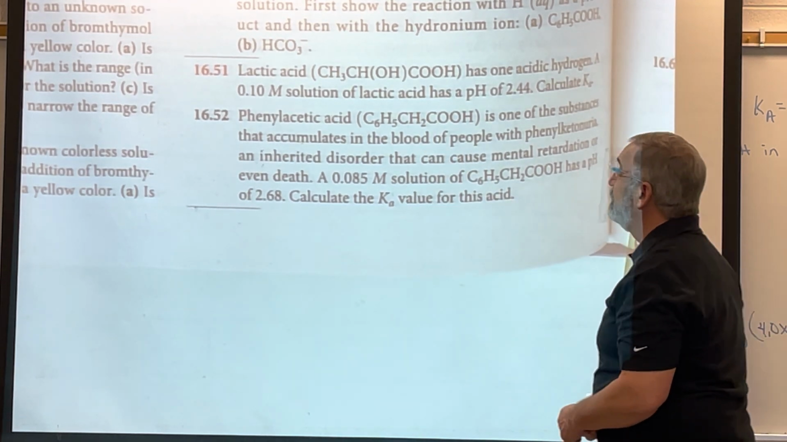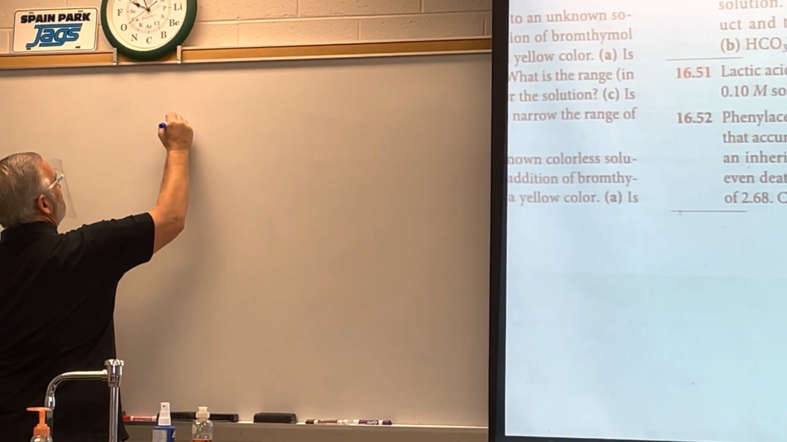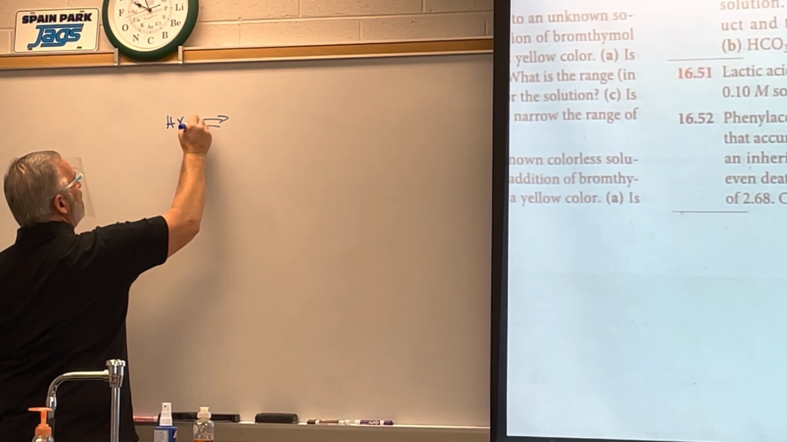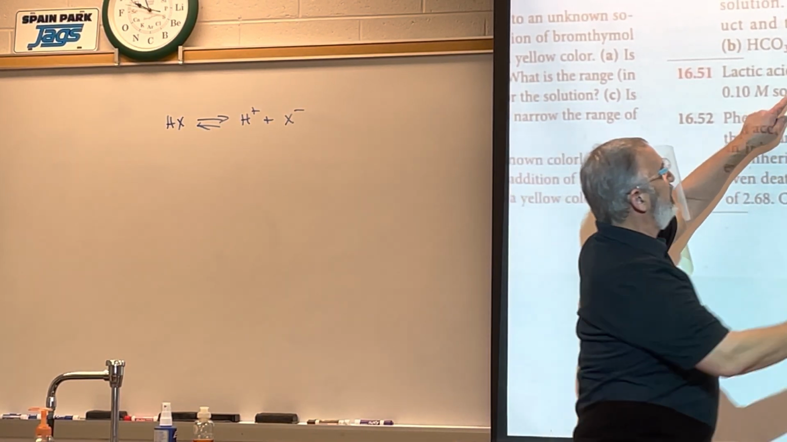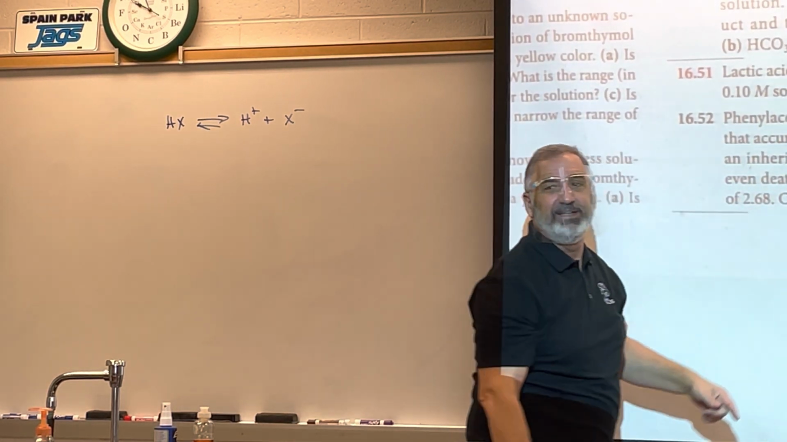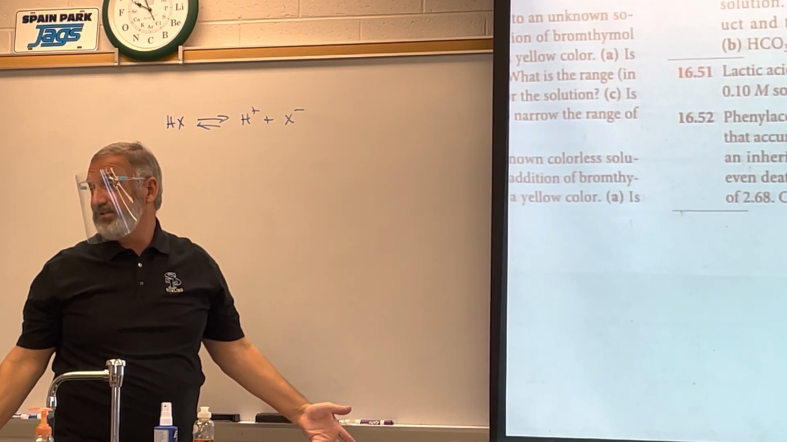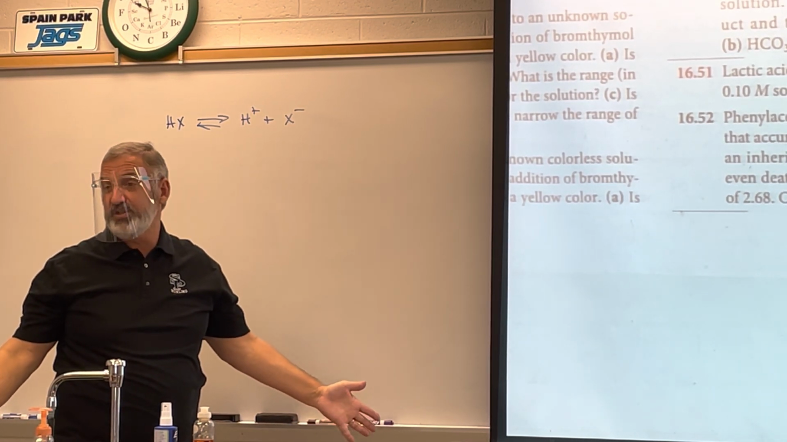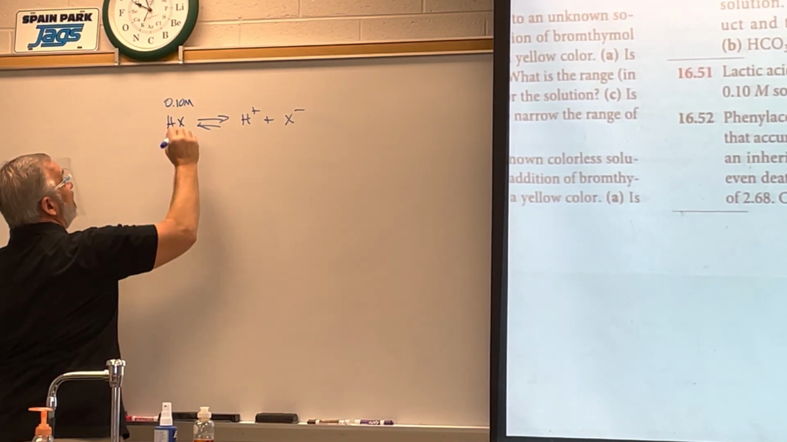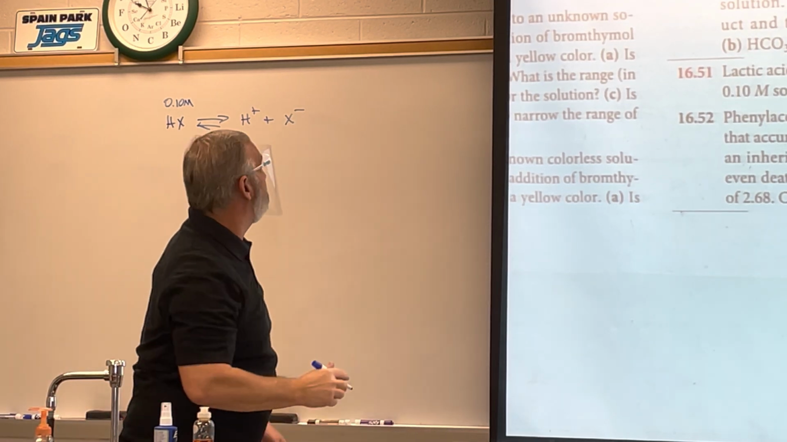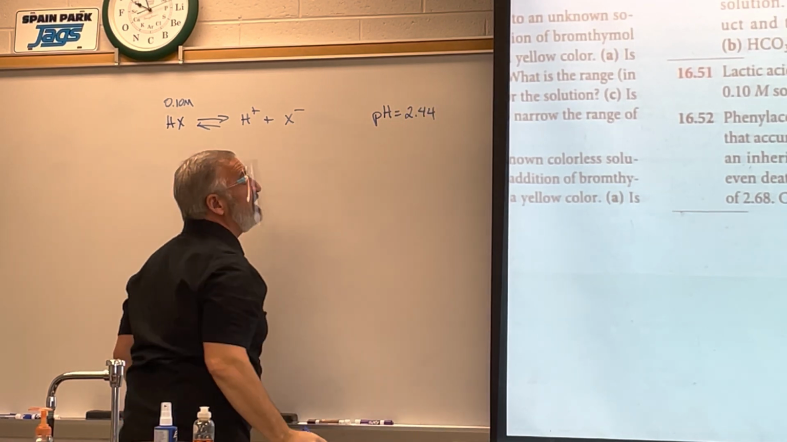So, I don't feel like writing all that out. So I'm just going to say HX. It's going to go to H plus and X minus. The X minus is all of this. But in my equilibrium, that's not really going to affect anything. Now on a test you need to write it out, but for just doing it, we don't have to. We have a 0.1 molar solution. But this time it says it has a pH of 2.44. Calculate Ka.